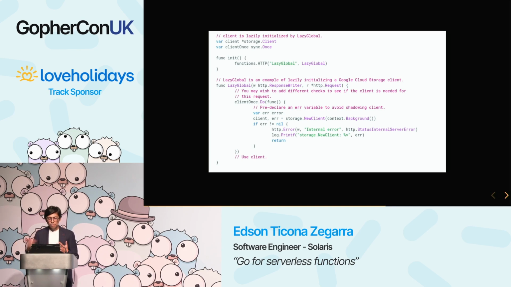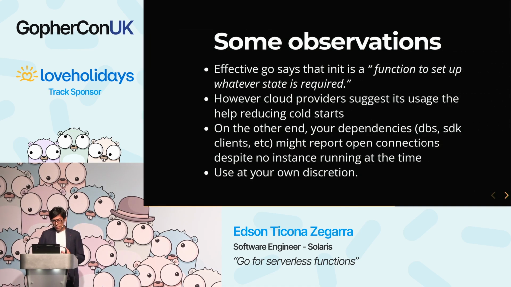I've been talking with some colleagues. They were like, yeah, it might not be... up to you. Just be aware that this is how they're using the init function and this global scope to reduce cold starts. Because cold starts are an issue, again, if you're latency sensitive. Someone might say, yeah, Effective Go says that literally the init function is to set up whatever state is required. However, in this world, we are seeing that cloud providers suggest its usage to help reduce cold starts. They tell you to write stateless functions, but this is not really, right?